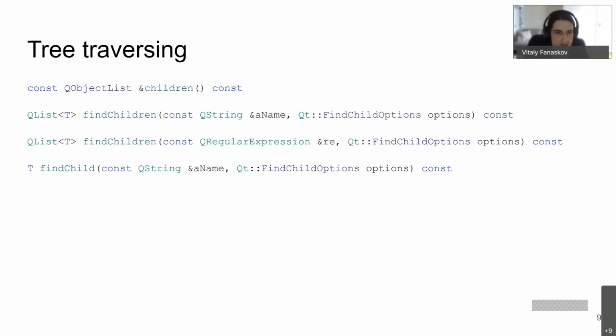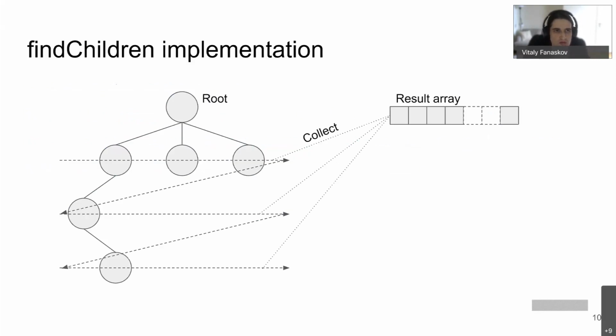And the last one is for finding only the first child with the name specified. And actually there are, I guess, two more deprecated methods in the interface related to locating children. Some of them use, for example, the old regular expression and will eventually be removed in Qt 6, I guess. And how is findChildren implemented?